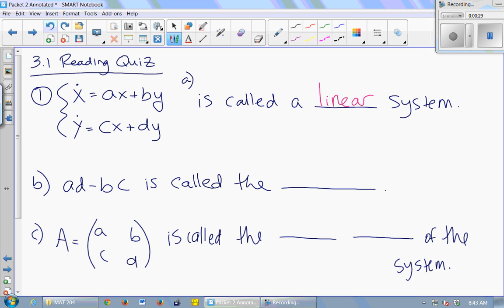ad minus bc, that's a special value, and we call it the determinant. All right, and the matrix abcd is called the blank blank of the system. Coefficient matrix. The matrix made up of the coefficients of the linear system.